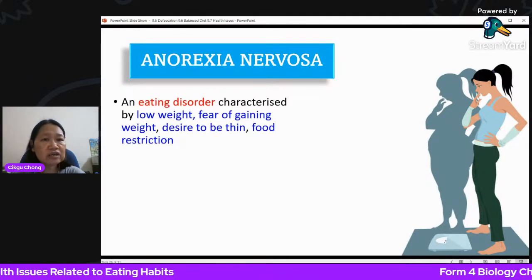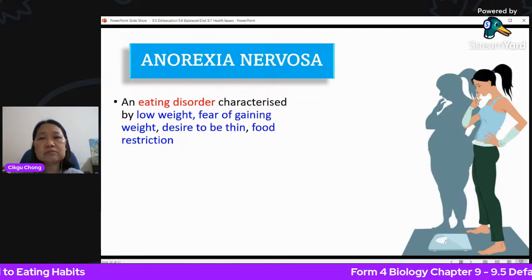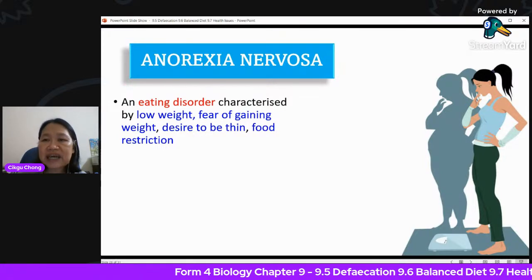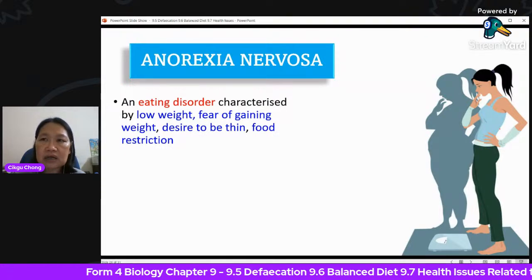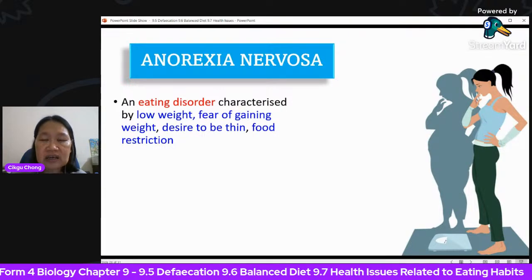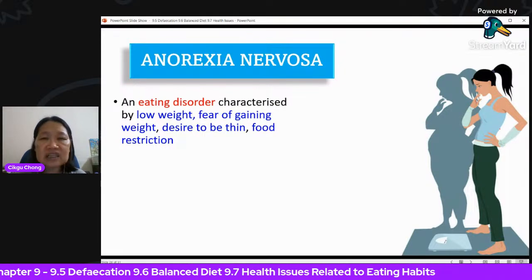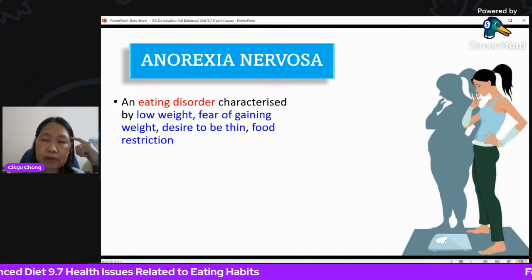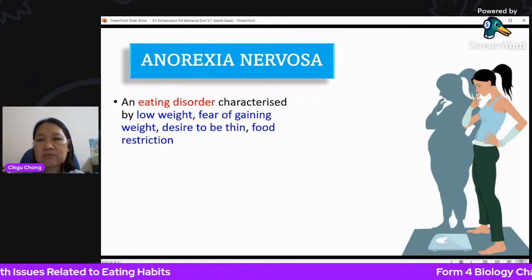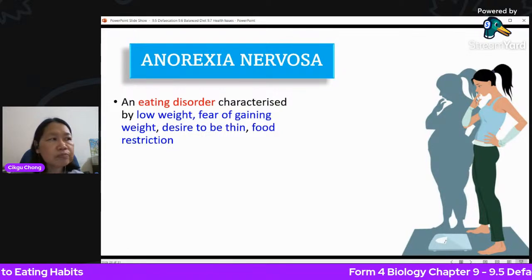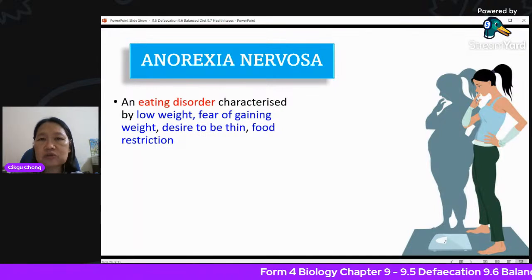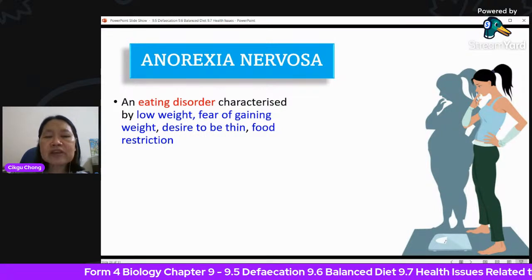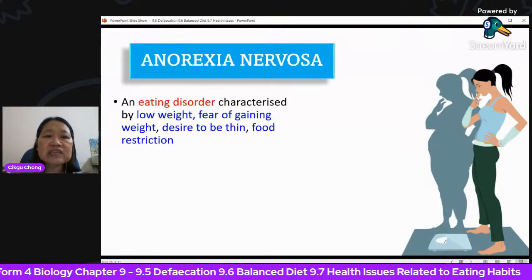It's also an eating disorder, characterized by low weight. The person is very thin, very light. Fear of gaining weight. They're scared that what they eat will accumulate as fat. And then they feel very guilty after eating. Desire to be thin because they've been brainwashed by the modeling world. All the models are so slim, so they want to be slim, which means pretty. Okay, food restriction, because they don't eat certain foods.